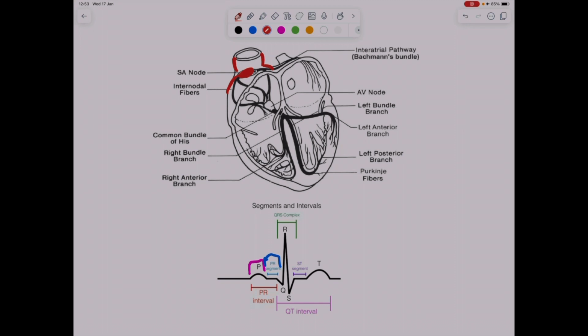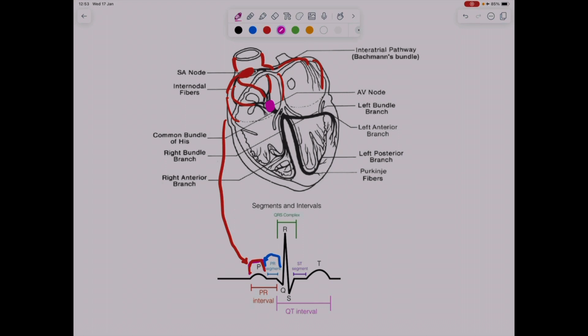The rate of depolarization of the SA node is mediated by a number of things like autonomic tone, stretch, temperature, hypoxia, blood pH, and also hormonal influences. Impulses travel from our SA node via these internodal fibers to our AV node and also via Bachmann's bundle and allow for atrial depolarization, and this is represented on an ECG as our P wave, right?